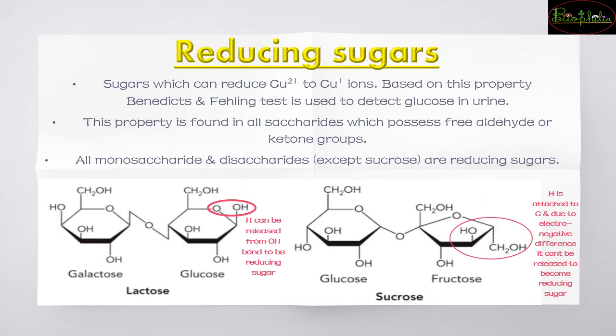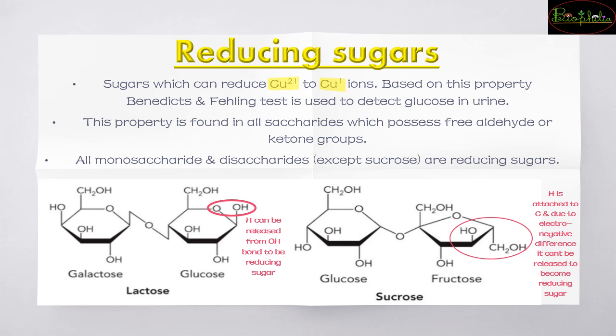Next we see is reducing sugars. Reducing sugars यानी क्या होता है? The sugars which can reduce, यानी ऑक्सीडेशन स्टेट जिसका कम करता है. यहाँ पे ऑक्सीडेशन स्टेट कॉपर की कितनी है? 2 है. यहाँ पे कितनी हो गई? +1 हो गई. So ऑक्सीडेशन स्टेट रिड्यूस हो गई.